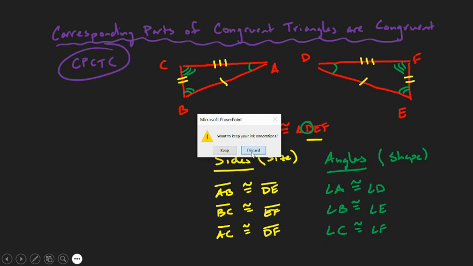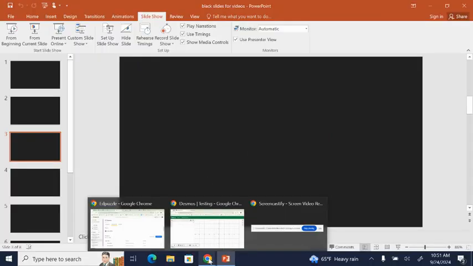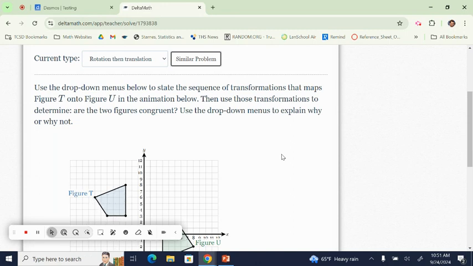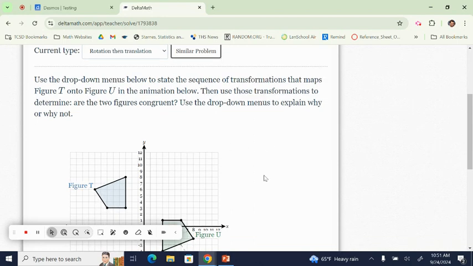So let's get to that point right now. It is here. Okay, so this problem says, use the drop-down menus below to state the sequence of transformations that maps figure T onto figure U in the animation below. Then use transformations to determine, are the two figures congruent? Use the drop-down menus to explain why or why not.